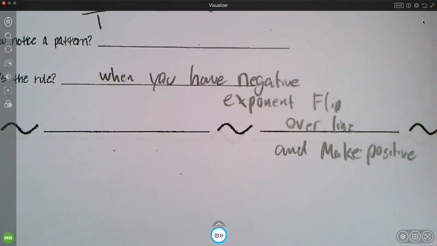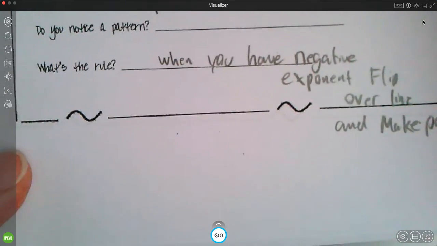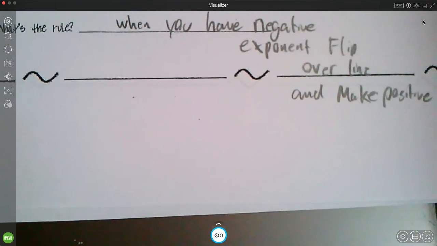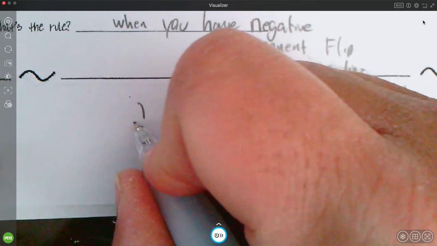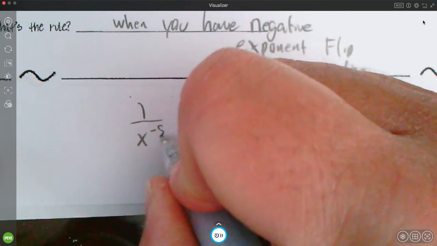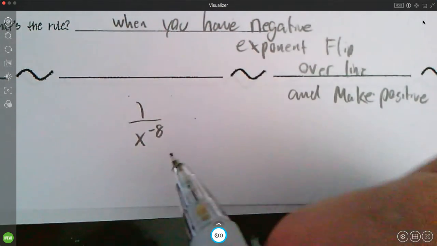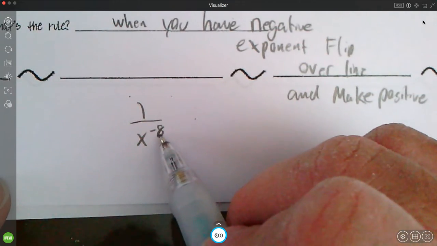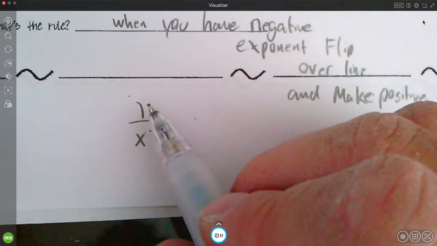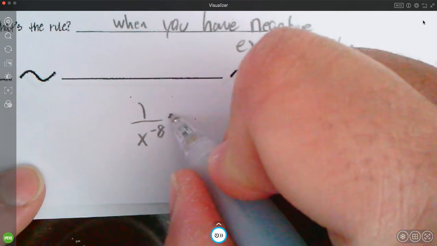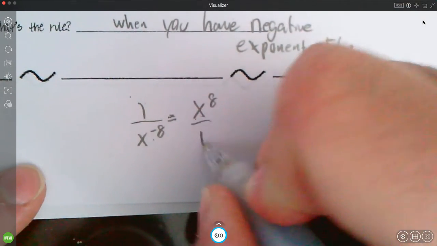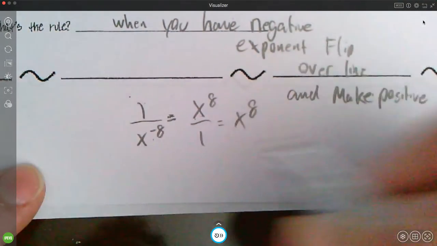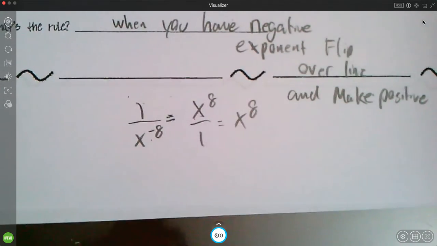One of the things that's interesting about this rule, that this page hasn't shown an example of yet, is that if it's at the bottom, it will come up to the top. So say you had 1 over x to the negative 8. That same rule applies. We don't like negative exponents, so you flip it over the line and change the sign. So this would come up to the top like that, or just x to the 8 positive.